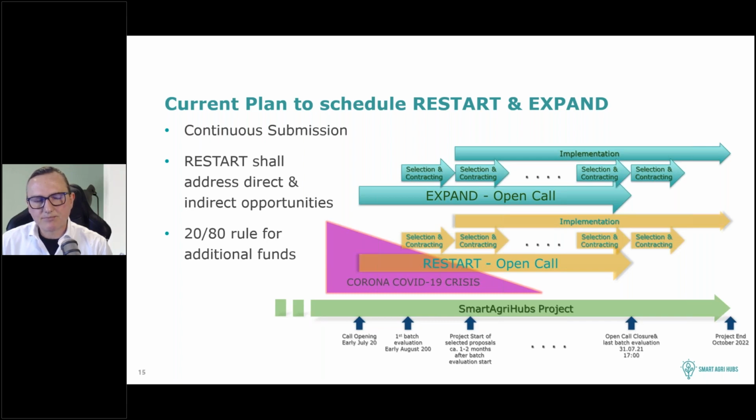But more or less, we want to have this hackathon type of activities, especially in the respond open call for DIH, as a type of open call. And especially in the expand open call, there we are looking towards the innovation experiments.